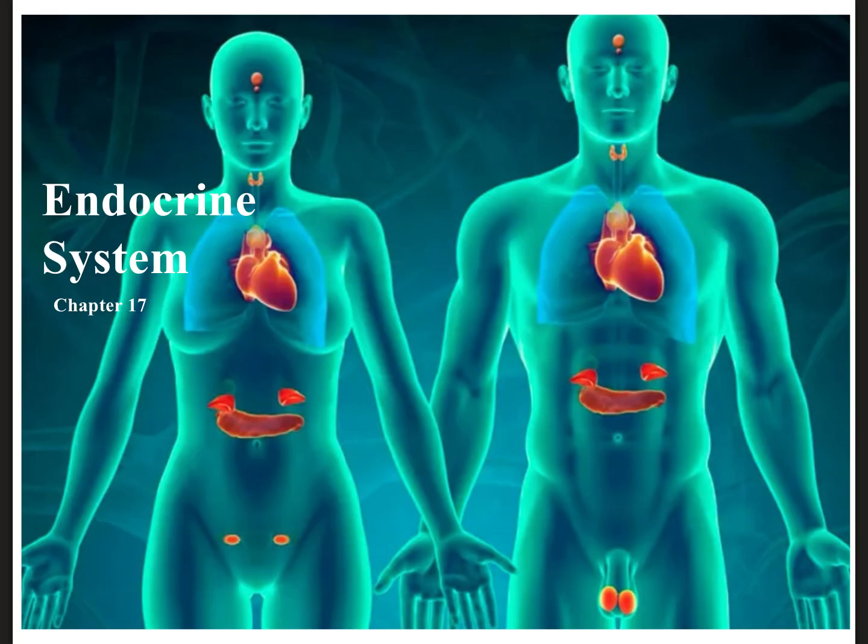So this picture just shows you some of the organs of the endocrine system. We'll talk about the hypothalamus and the pituitary, the thyroid hormone. We won't talk about the heart, even though the heart does release hormones. We won't talk about the thymus, even though it does release hormones. Those two organs are not necessarily endocrine. They function in the immune system for the thymus and the cardiovascular system for the heart, right?